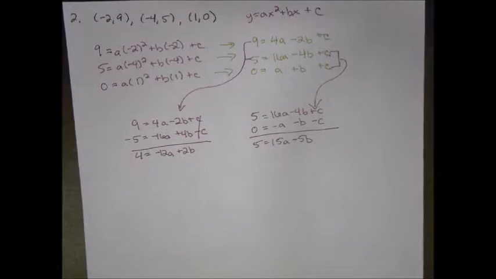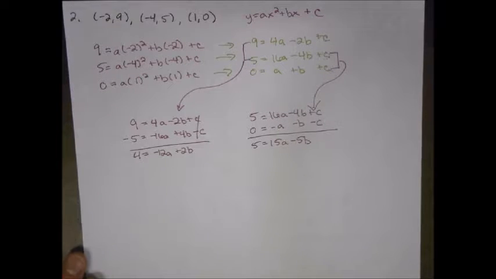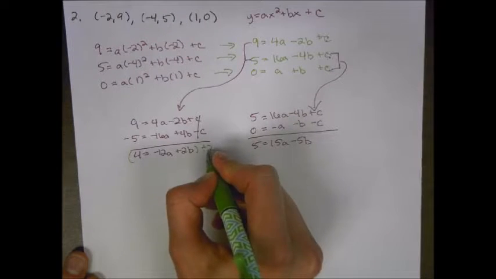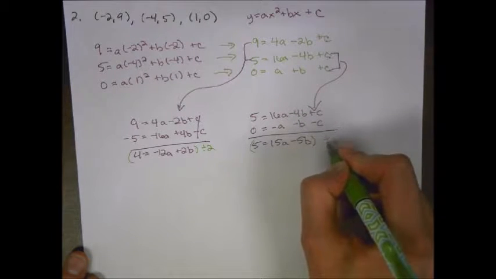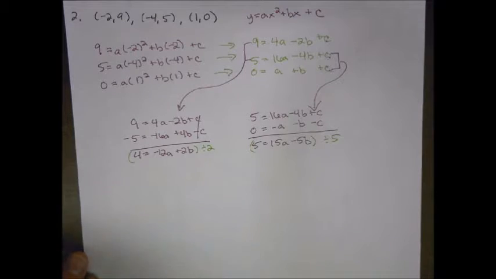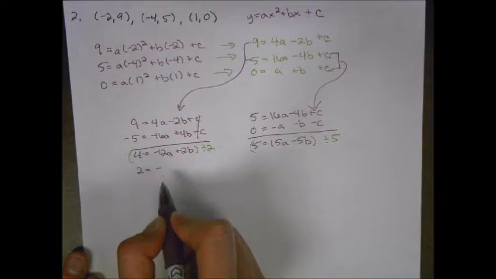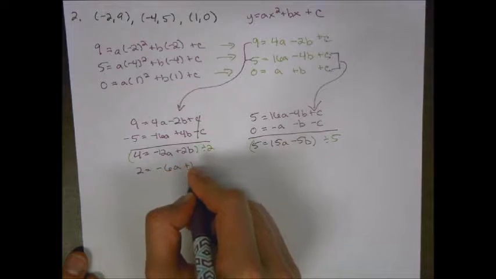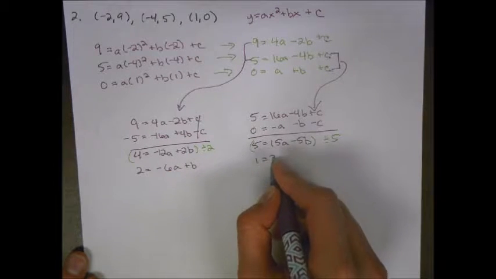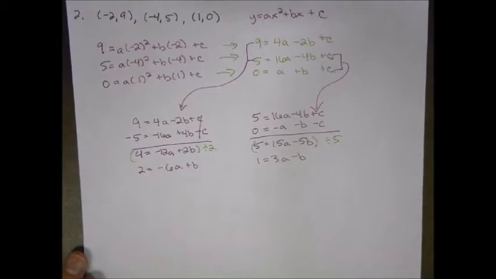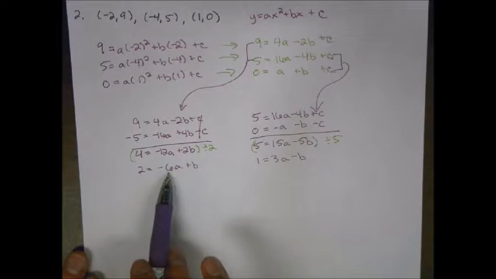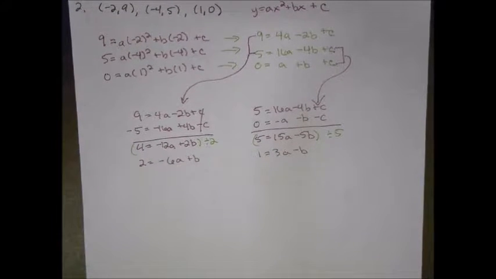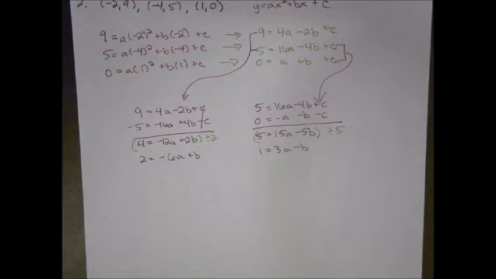I always ask myself, can I make my life a little easier? Can I make the equations nicer? I'm going to take this one and divide it by 2. Take this one and divide it by 5. Here I get 2 equals negative 6a plus b. Here I get 1 equals 3a minus b. Now I have two variable equations. So we're going to set up a system of 2 variable equations.